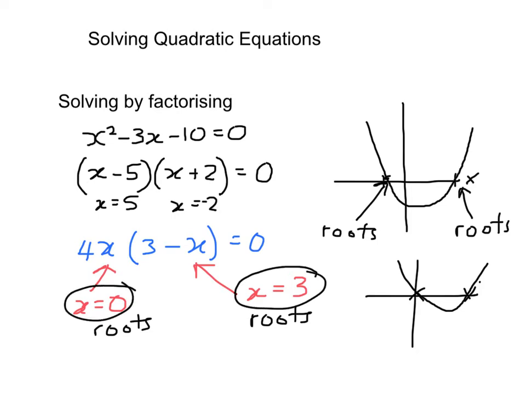Okay, let's do a few more examples. Let's say we had x times (4x plus 1) equals 0. We're looking to solve that, so we want to find what makes this equation 0. I can see this x here. If I made that x equal 0, everything in the bracket would be multiplied by 0, which would make it 0. So that's one of the roots, or one of the solutions.